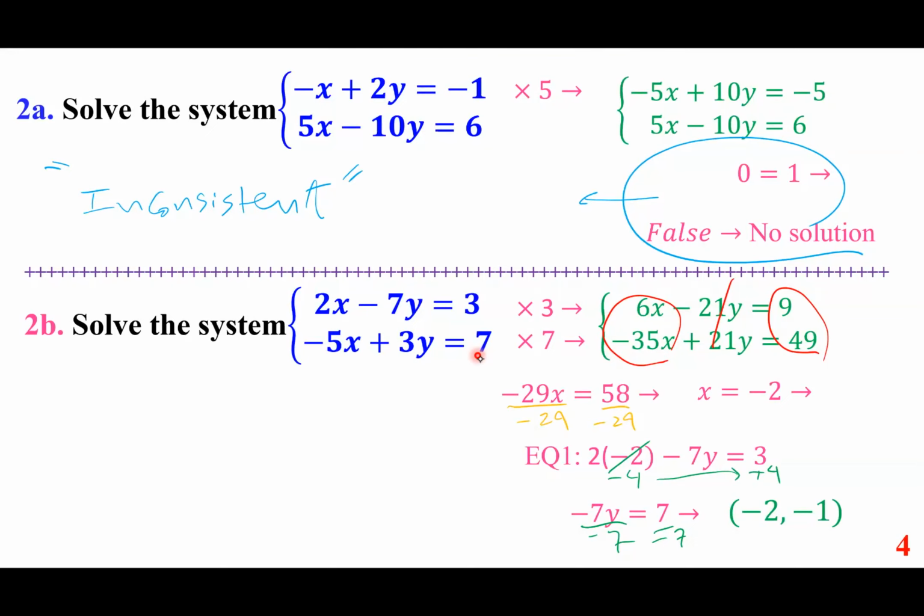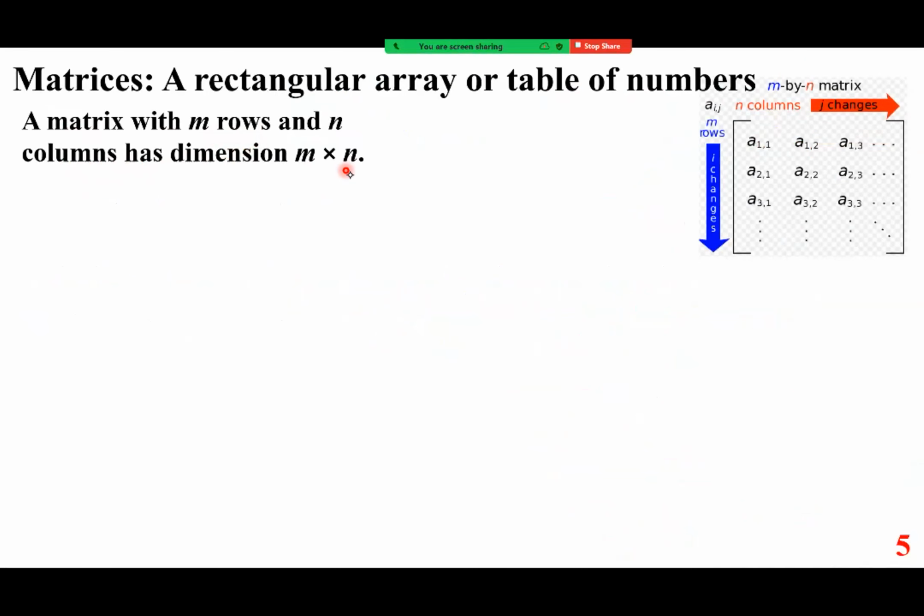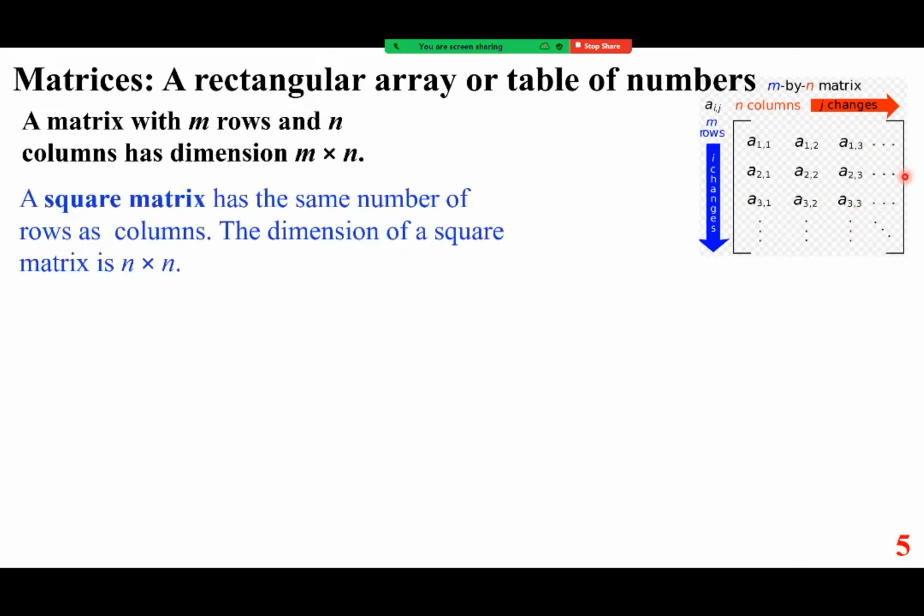So substitution, addition method. We can also use matrices. So what is a matrix? A matrix is defined as a rectangular array or table of numbers. A matrix with m rows and n columns has a dimension of m by n. So we have 1, 2, 3, all the way to m rows, 1, 2, 3, all the way to n columns. And when m and n are the same, it's a square matrix. A square matrix has the same number of rows as columns. The dimension would be n by n.